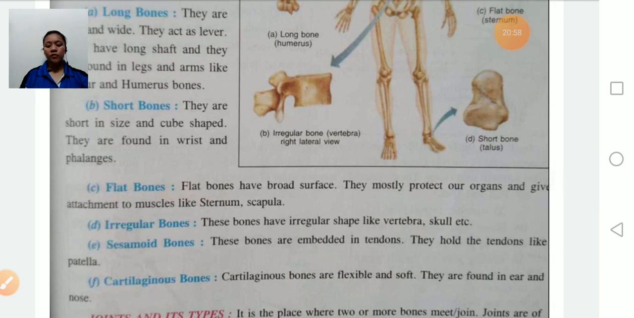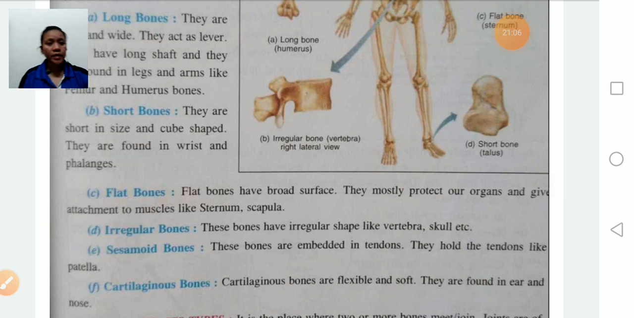Flat bones have a broad surface. They mostly protect our internal organs and give attachment to muscles, like the sternum and scapula. Ribs protect our liver, heart, etc. Irregular bones have an irregular shape, like the vertebra and skull.